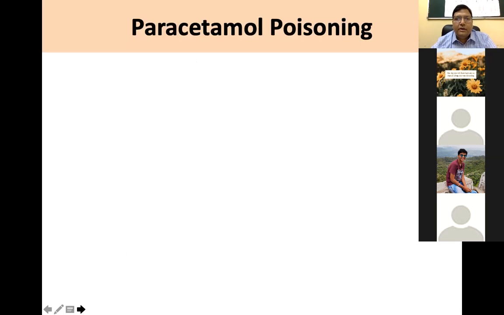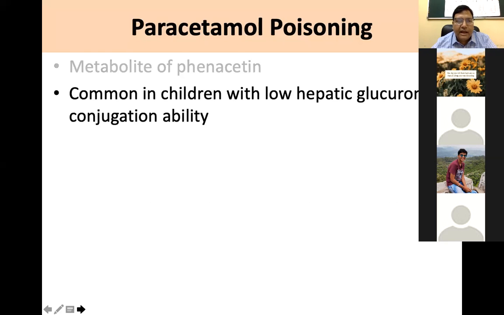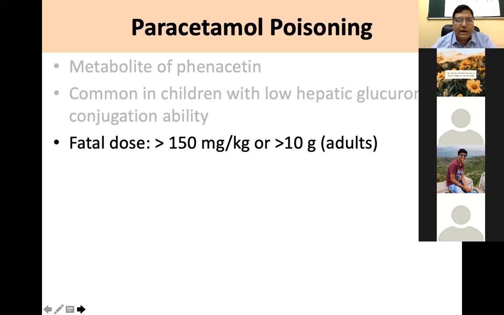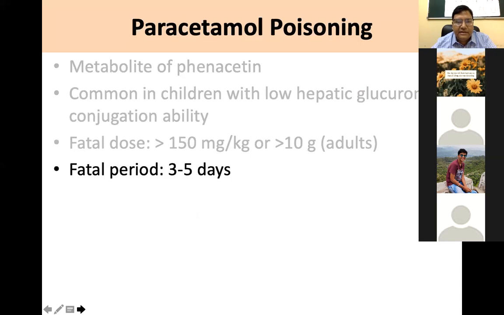So the next drug is paracetamol poisoning. The poisoning of paracetamol occurs because of the metabolite of phenacetin, and it is common in children with low hepatic glucuronide conjugating ability. Basically, paracetamol gets metabolized in the liver only, and the fatal dose of paracetamol is more than 150 milligram per kg, or more than 10 grams for adults, and 3 to 5 days is the fatal period after paracetamol poisoning.